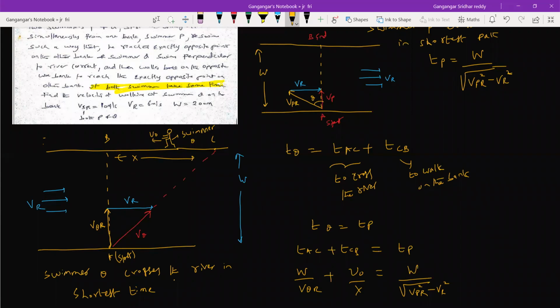But we don't know X, no? Anybody, how to bring X? Recollect some ideas. What do we get from the diagram? What is tan alpha? You can write it. I think for the shortest time I gave some formulas. What is tan alpha? Tan alpha should be equal to VR by VQR, which is equal to X by W, no?